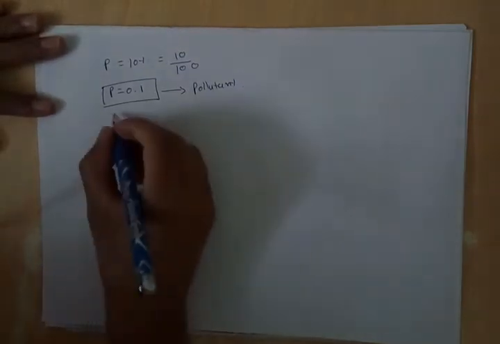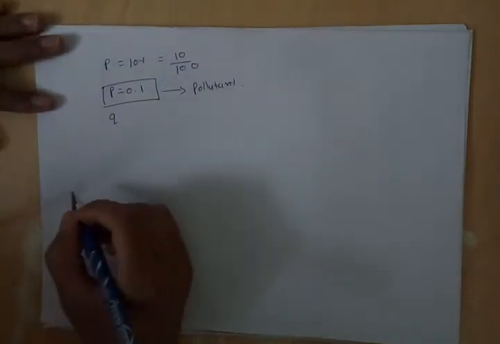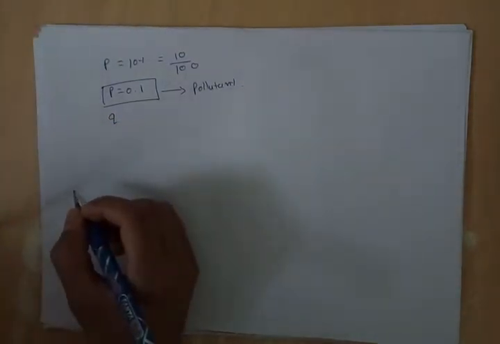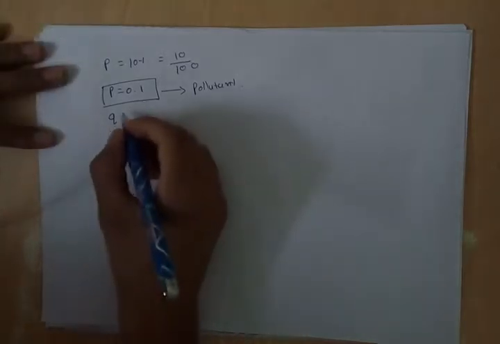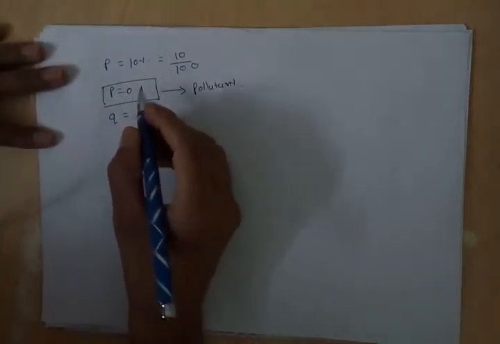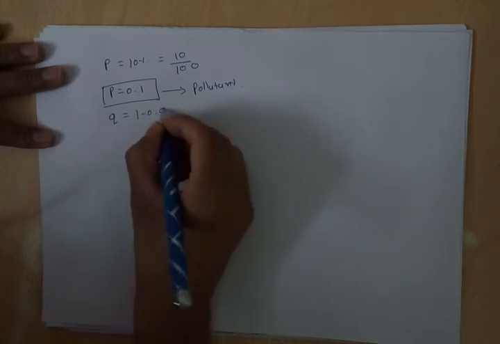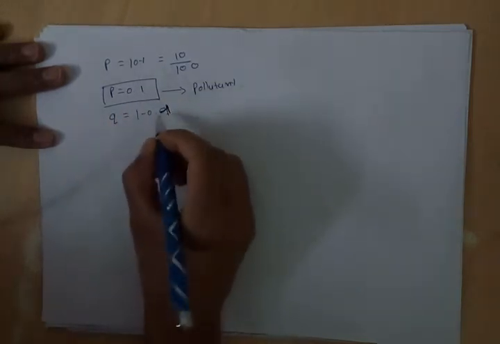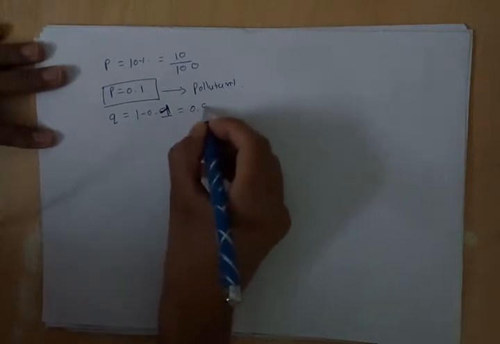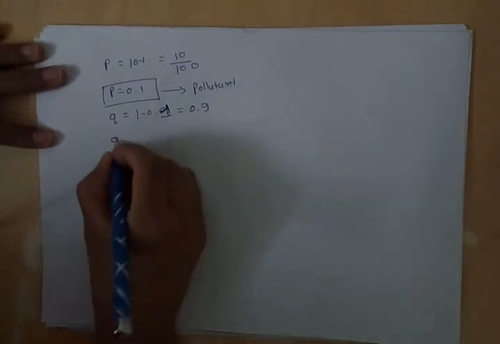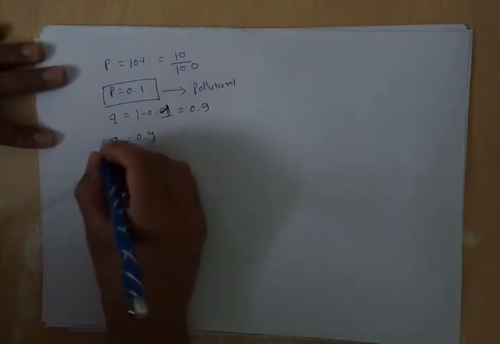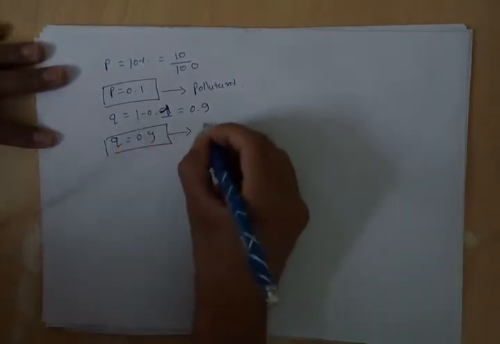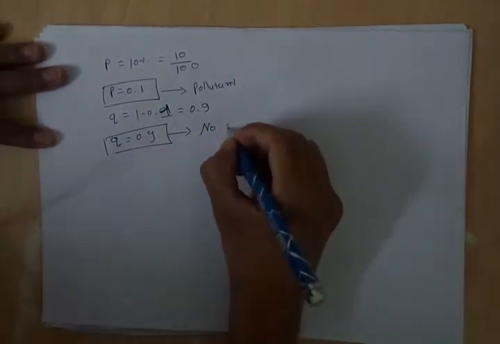Now let us define Q, which represents the probability that a sample doesn't contain pollutant. So it will be 1 minus P, 1 minus 0.1. So it will be 0.9. This is the probability that a sample has no pollutant.